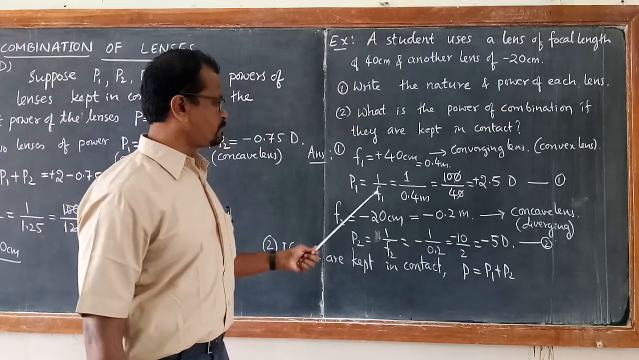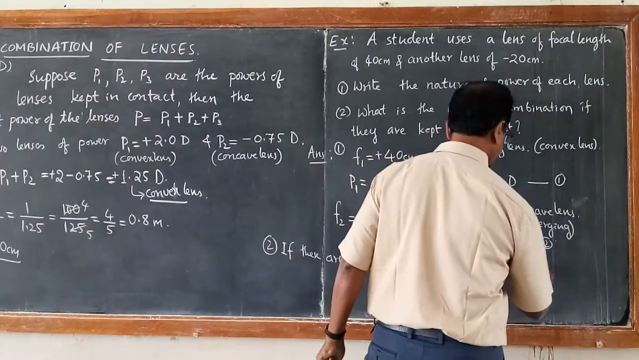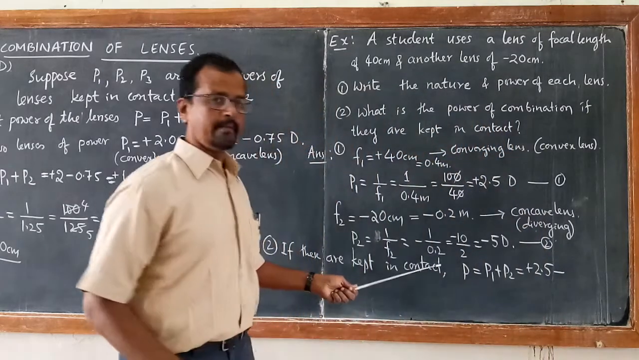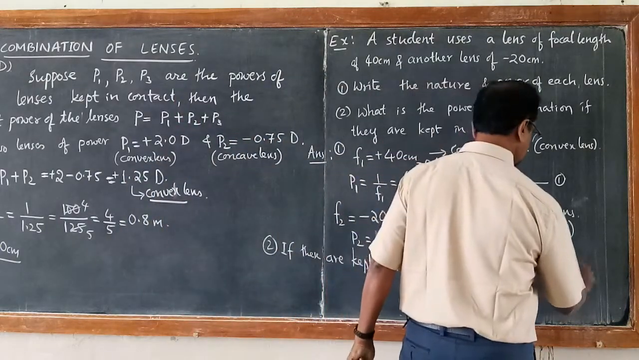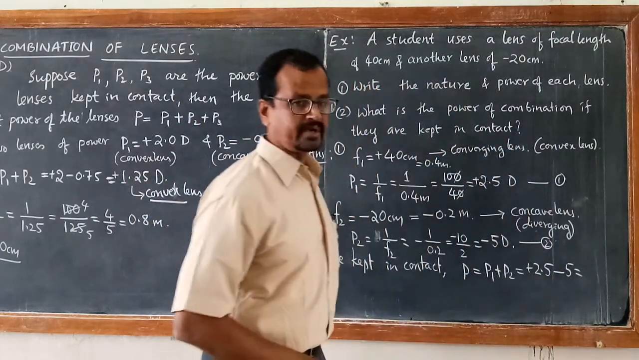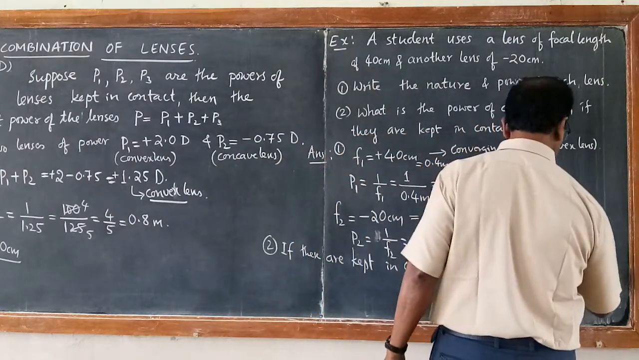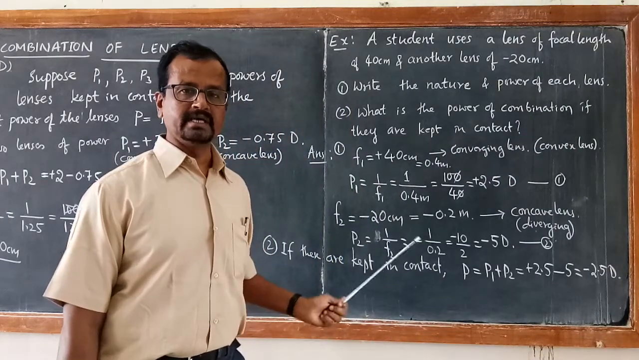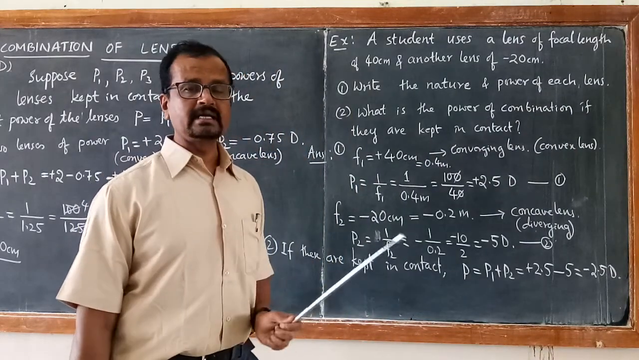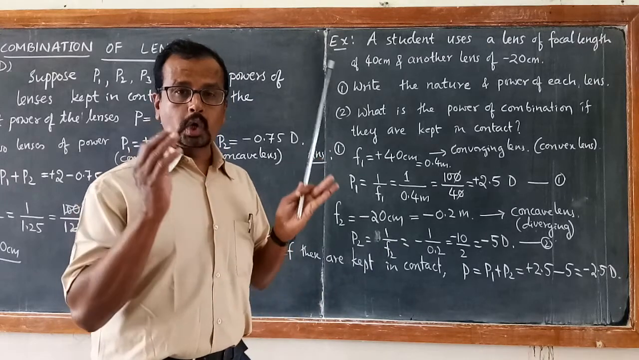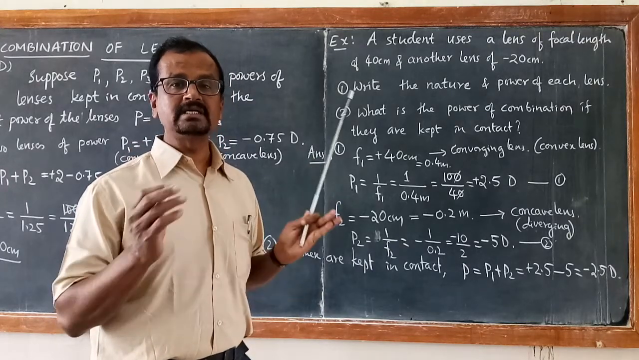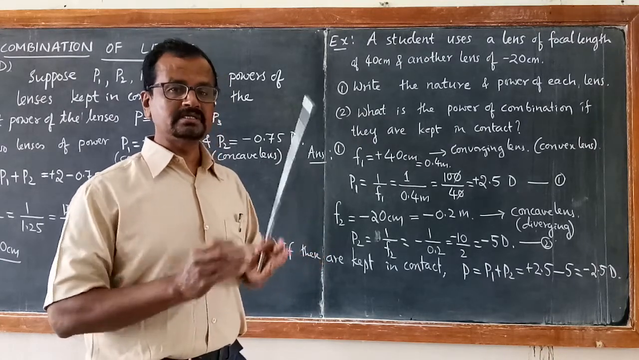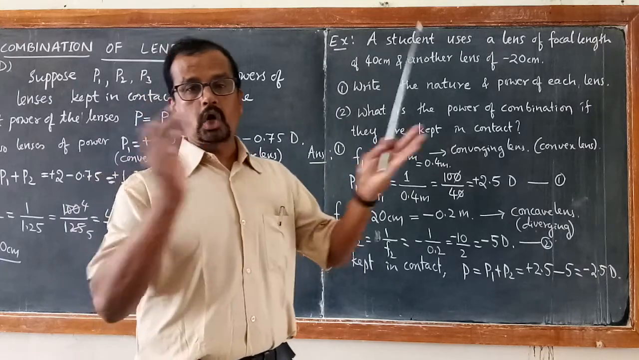See, P1 is positive, plus 2.5. P2 is negative, minus 5 diopter. So thus it becomes minus 5 plus 2.5. So thus it becomes minus 2.5 diopter. So minus 2.5 diopter implies that this combined lens system acts as a diverging lens system. I think you got the point. Diverging lens system means this combined lens system acts as a concave lens finally.